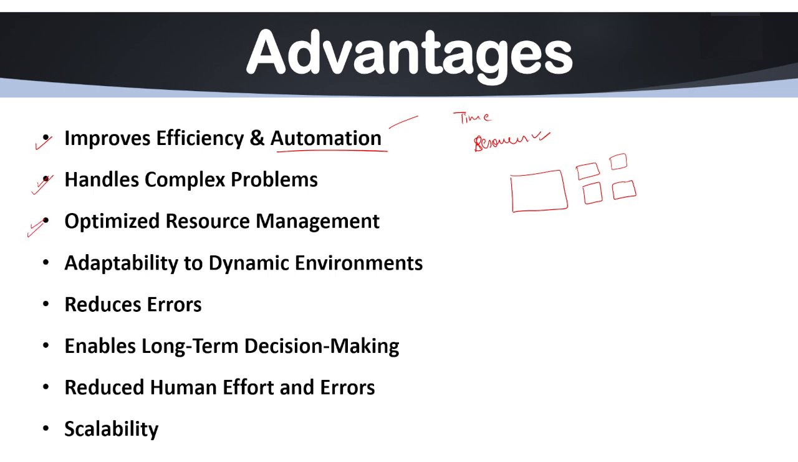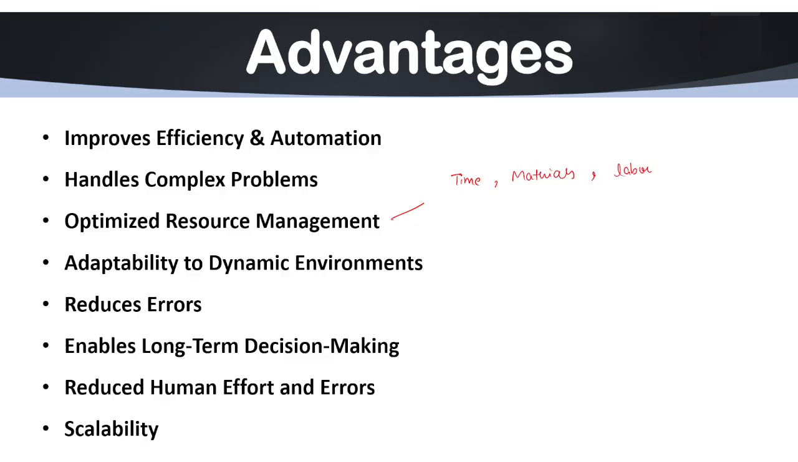Another example is optimized resource management. So students, AI planning ensures better allocation of time. It ensures better management of, or we can say better allocation of time, materials, and labor. For example, warehouse robots use AI planning to pick and sort items efficiently.